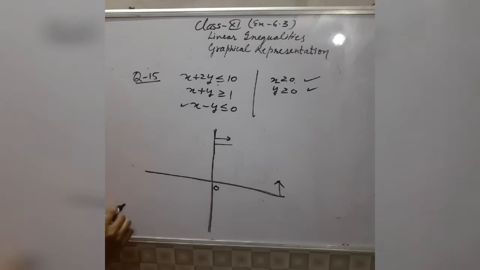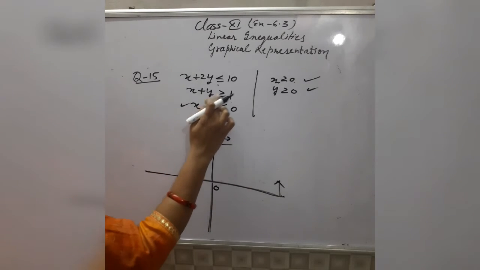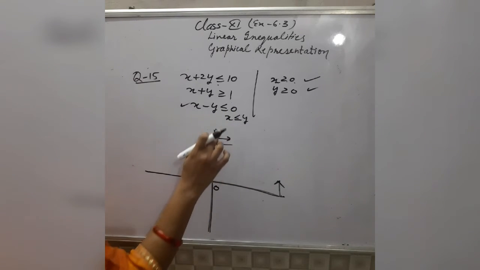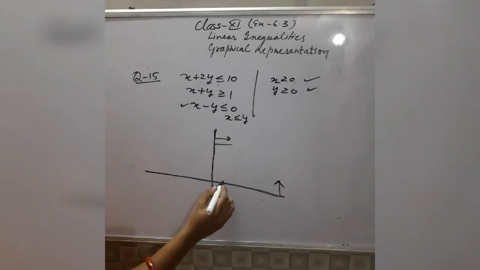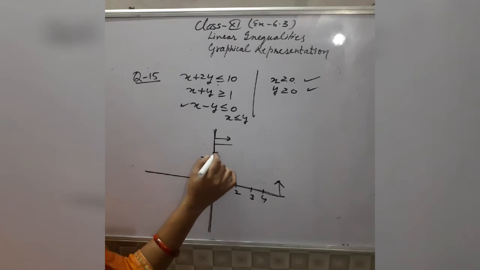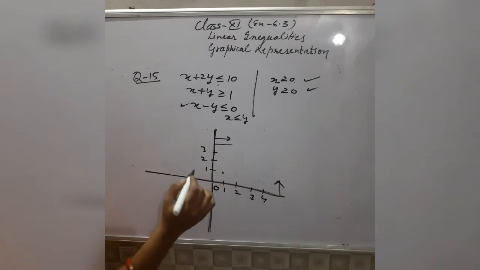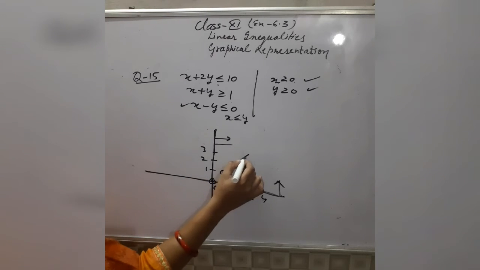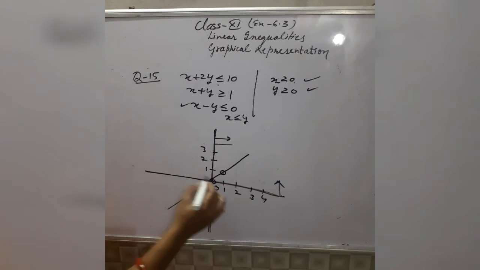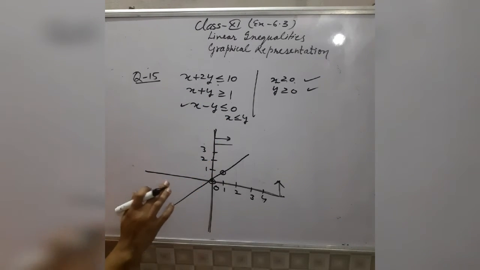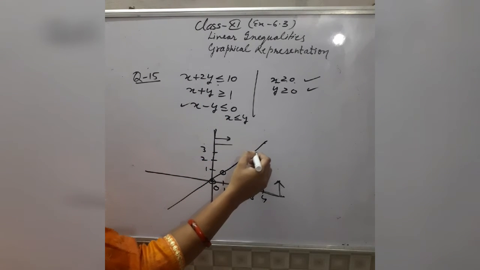Now take this third one. Here also if you shift this minus y to this side, it becomes x less than or equal to y. So the value of x and y will be the same here. If you take x equal to 1, then the value of y will also be 1. If you take x as 0, then y will also be 0, meaning this line passes through the origin. Here the equal to sign is given in all the cases, that's why you will draw dark lines in all the cases.